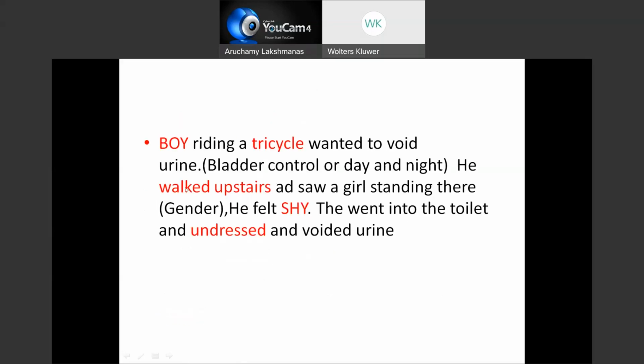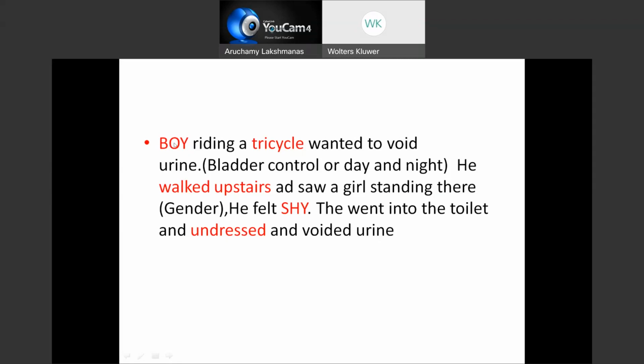Now, a small thing you can remember, which one of my co-examiners told me in Karnataka. A boy riding a tricycle wanted to avoid urine. So now he knows the gender. He can ride a tricycle by 3 years. He can have bladder control by 3 years, for day and night. Now he walked upstairs with alternating steps, saw a girl standing there. He felt shy. Then he went into the toilet, undressed and avoided urine. So with this story, you can remember all the milestones of 3 years.